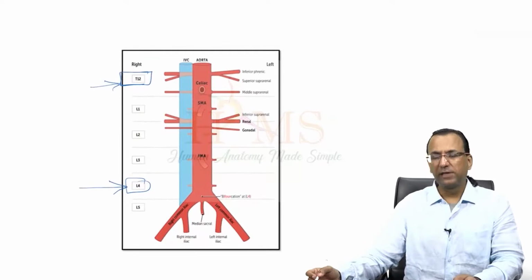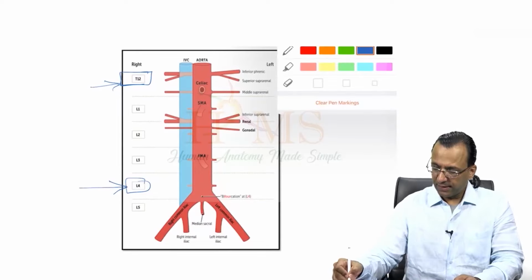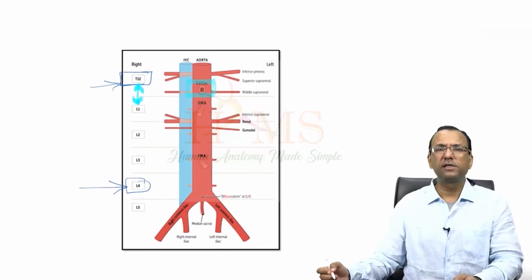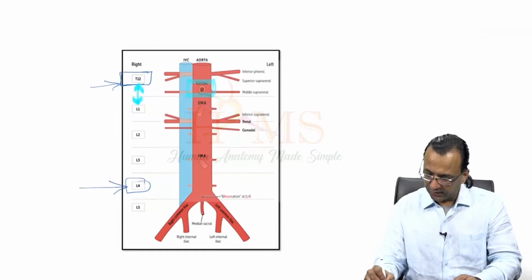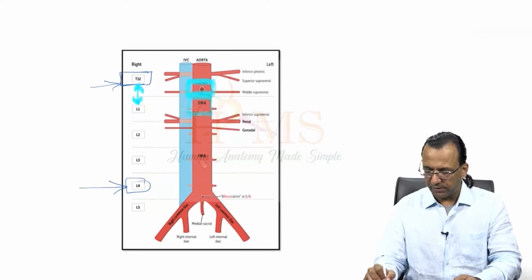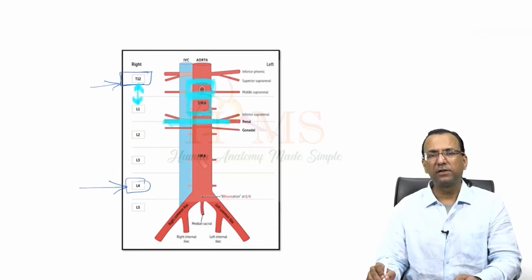Where is the celiac artery given, the artery to the foregut? If you say celiac artery to foregut, it is between T12 and L1. So, between T12 and L1 is the celiac artery given, which is for the foregut. Where is the superior mesenteric artery given? Superior mesenteric artery and renal artery are given almost at the same level. But superior mesenteric artery is superior to renal artery.